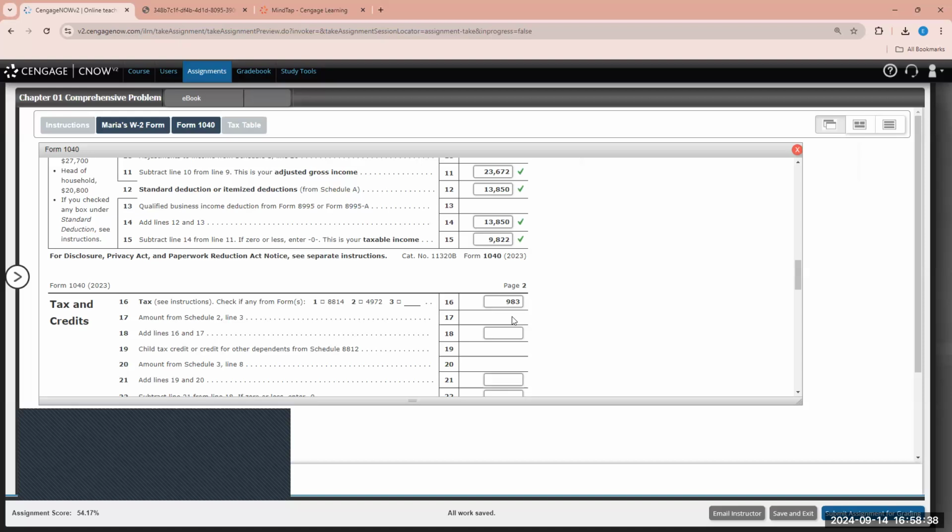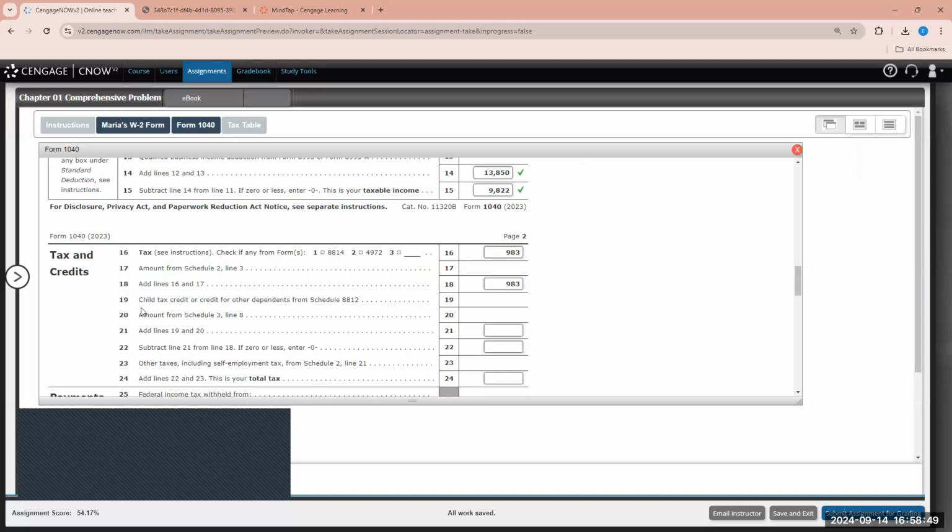Schedule 2 represents additional taxes. In this case, she has no additional taxes, so her total tax liability is $983. Line 19 and line 20 deal with credits. Maria has no credits, so we add lines 19 and 20: 0, she has no credits. And then for line 22, we subtract line 21, so $983 minus 0 is $983.